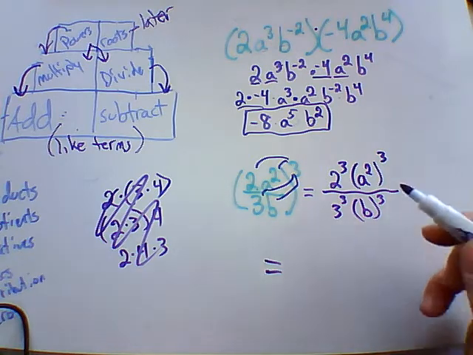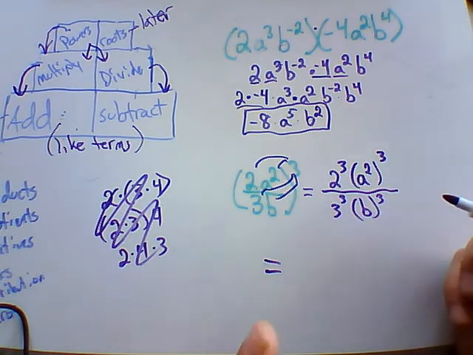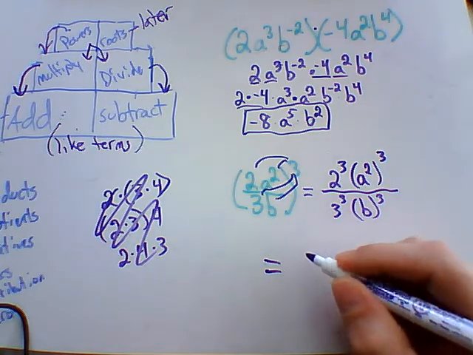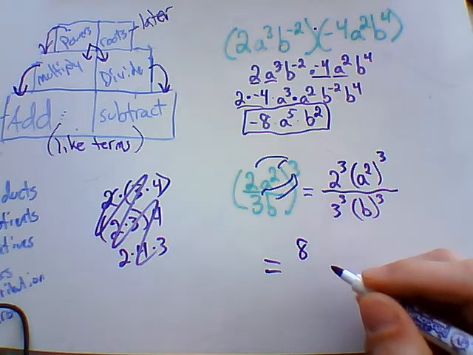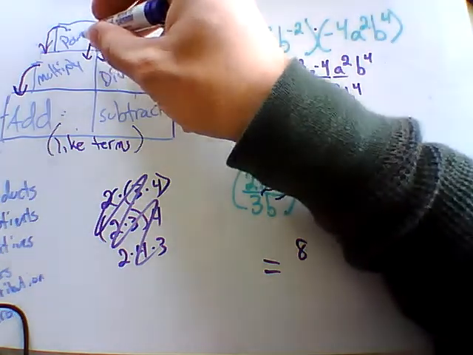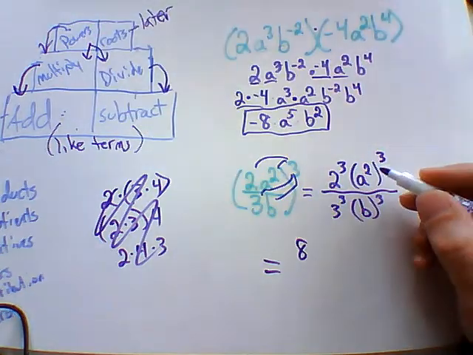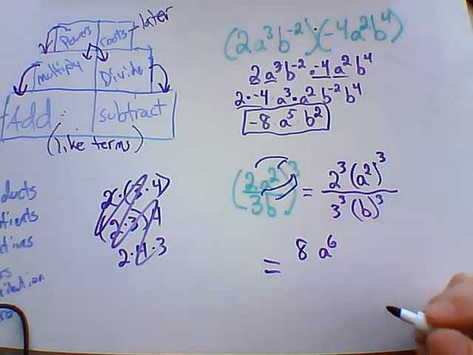Let's just carry this through. 2 to the third power is 2 times 2 times 2. That's three 2's, right? 2 times 2 is 4, and another 2 makes 8. A squared to the third: power to a power means I multiply those powers. 2 times 3 is 6. So that's a to the sixth.